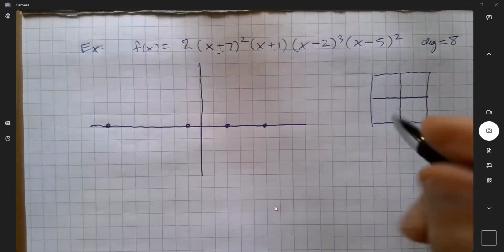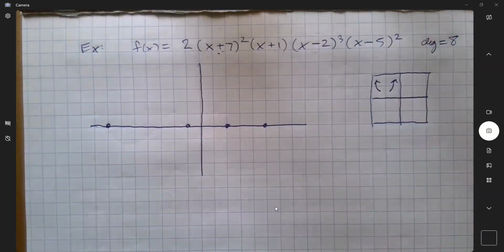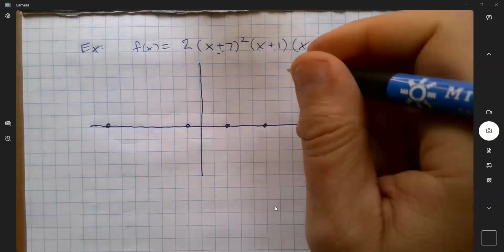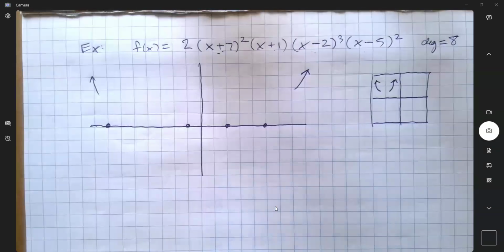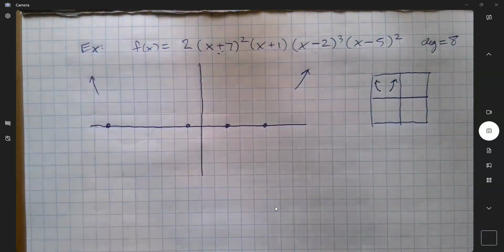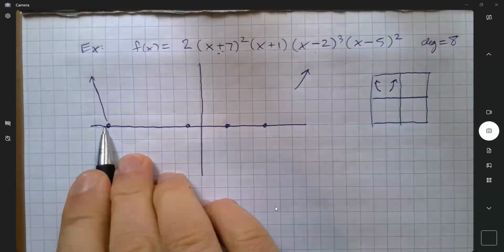And a positive leading coefficient. So it's going to be that one in the upper left. So I'm going to stick that in there. And now I connect the dots. So let's connect down there. When we get close, let's check what it should look like.